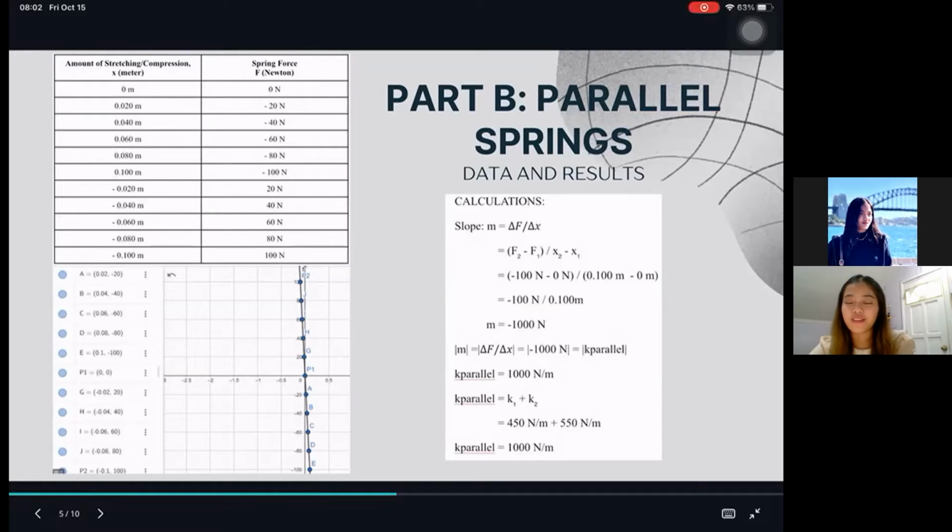There are two spring constants. K sub 1 is 450 newtons per meter, and K sub 2 is 550 newtons per meter. So the spring constant for springs in parallel, or K sub parallel, is the sum of K sub 1 and K sub 2, which here is 1000 newtons per meter.